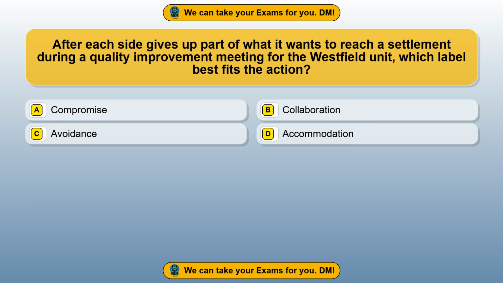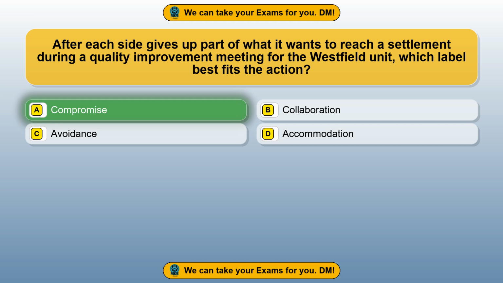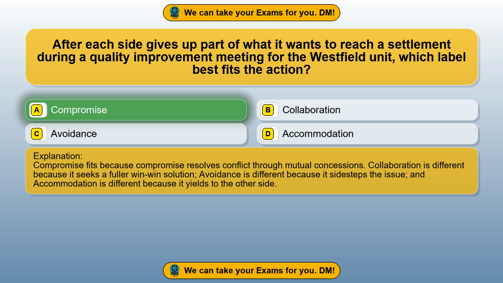Question 41. After each side gives up part of what it wants to reach a settlement during a quality improvement meeting for the Westfield unit, which label best fits the action? Option A, compromise. Option B, collaboration. Option C, avoidance. Option D, accommodation. The correct answer is option A, compromise. Compromise fits because compromise resolves conflict through mutual concessions. Collaboration is different because it seeks a fuller win-win solution, avoidance is different because it sidesteps the issue, and accommodation is different because it yields to the other side.